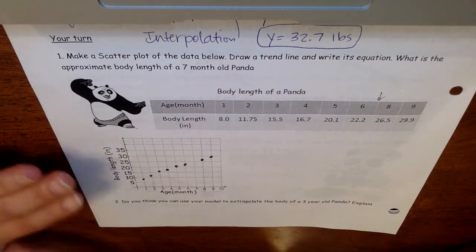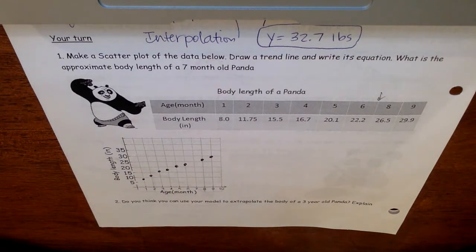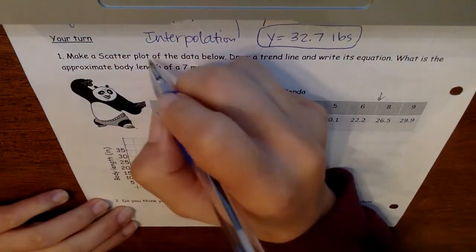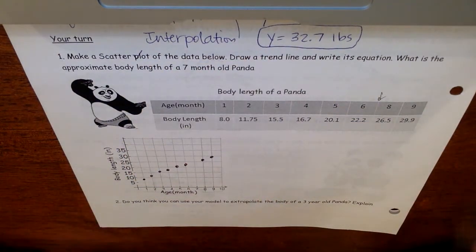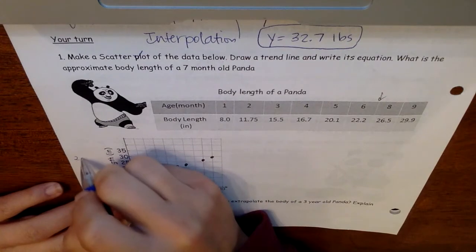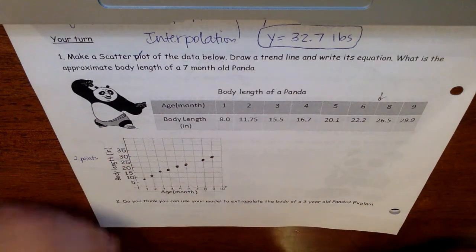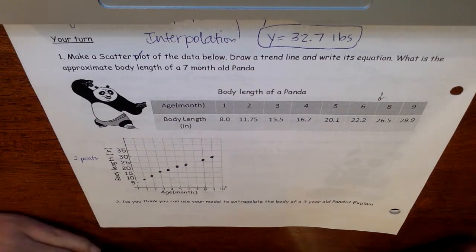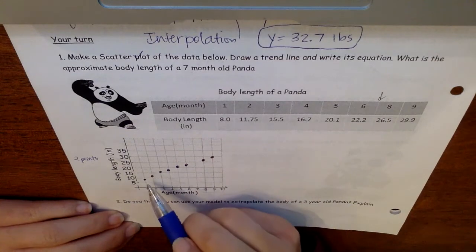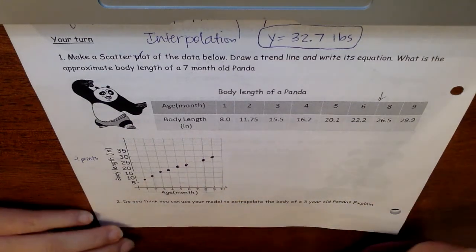So again, we have a very positive correlation, and we've made a scatter plot. Check. We want to draw a trend line. Remember, to draw a trend line, it needs to go through 2 points, and we want about half the data above and half the data below. So we are just going to pick it. You can look here and pick 2 points, or you can look at your trend line and pick 2 points.